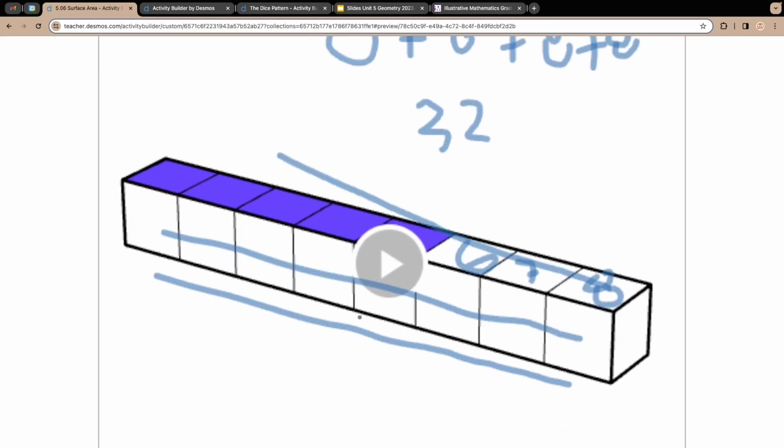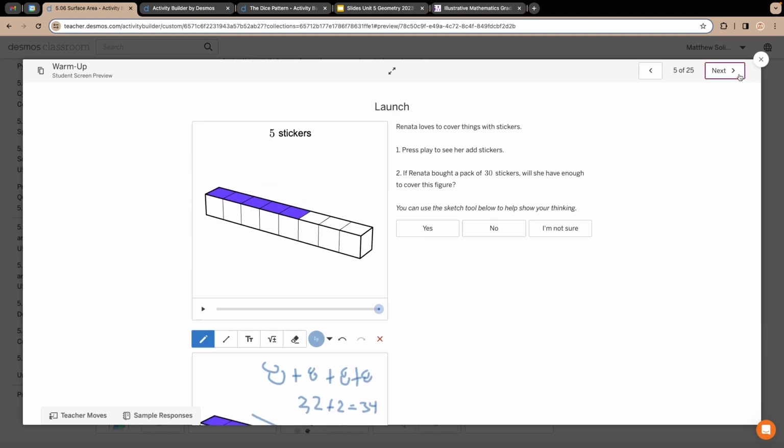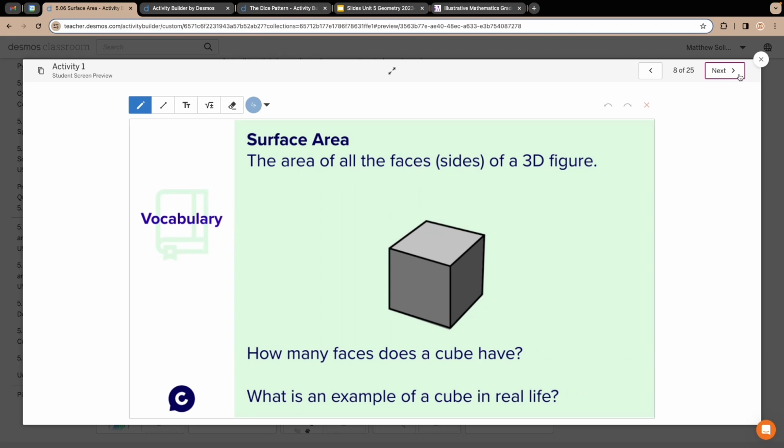But there's also this side, there's 1 square there, there's 1 square over here that needs stickers, so 2 more. So 34 is how many stickers we need to cover this figure. So when we think surface area, we're thinking of covering. So surface area is the area of all the faces of a 3D figure.